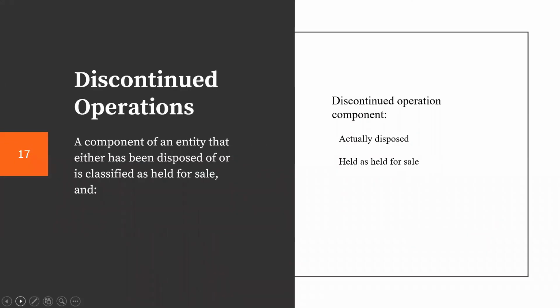Discontinued operation. Discontinued operation is a disposal group or is classified as held for sale that is a component of an entity and fits the other PFRS 5 conditions, which is the non-current asset or disposal group is available for immediate sale in its present condition and when the sale is highly probable. It could be a component of a discontinued operation when it is actually disposed of, or at the earlier of the date when the criteria for classification as held for sale are met.